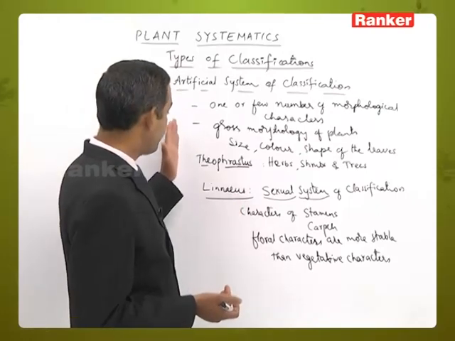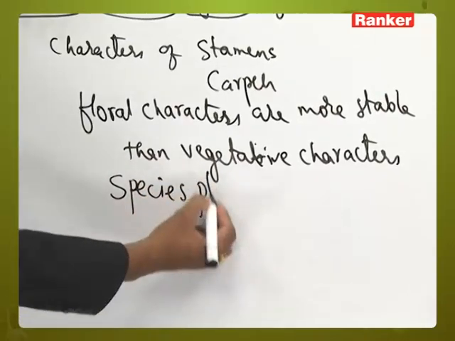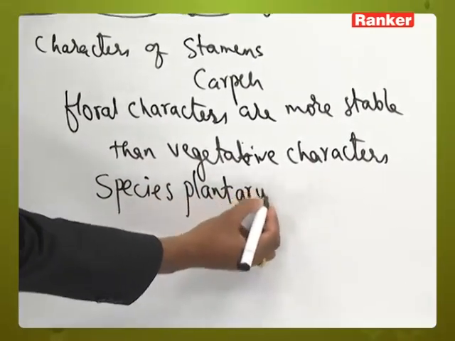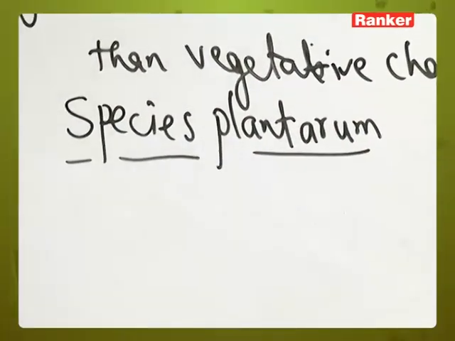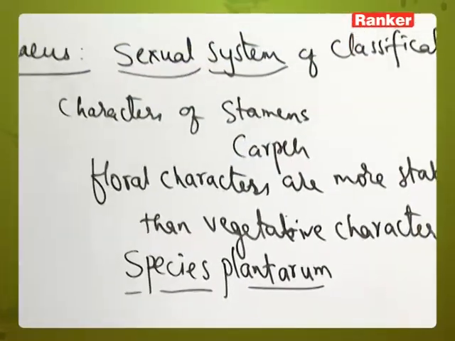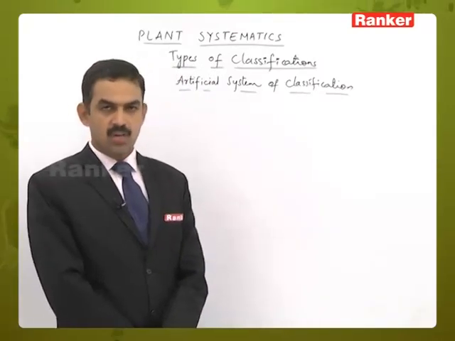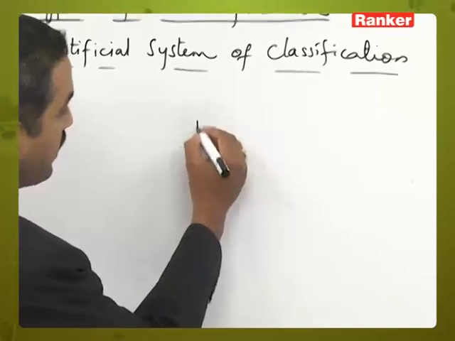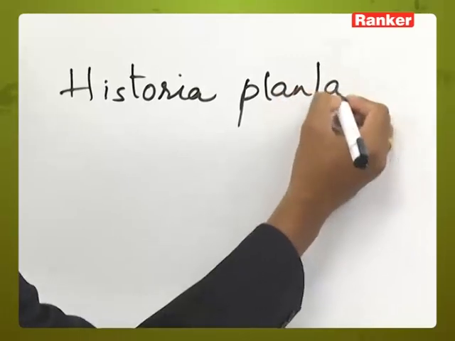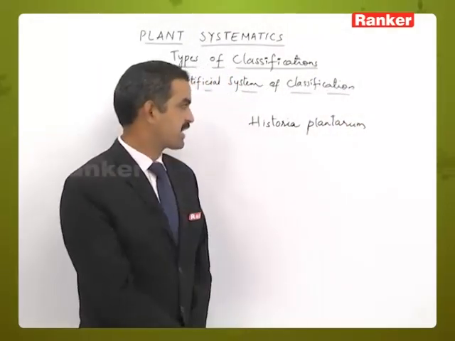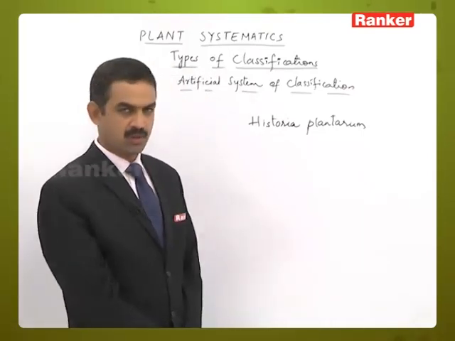His system of classification was given in the Species Plantarum book. These are the classifications belonging to the artificial system of classification. In the artificial system, we have seen Theophrastus, whose classification was given in a book called Historia Plantarum, whereas Linnaeus's classification was given in the Species Plantarum book.